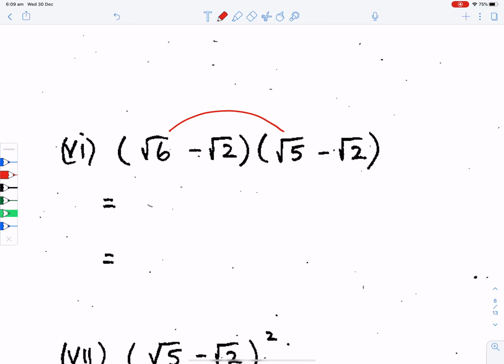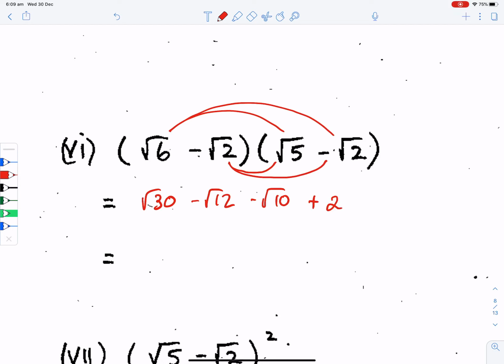Root 6 times root 5 is root 30 and you stop. Root 6 times root 2 is minus root 12 and you stop. Now, minus root 2 times root 5 is minus root 10 and you stop. And now, minus root 2 times minus root 2 is plus. Just go straight to 2. Okay. Remember, any square root times itself. So root 2 times root 2 is just 2.